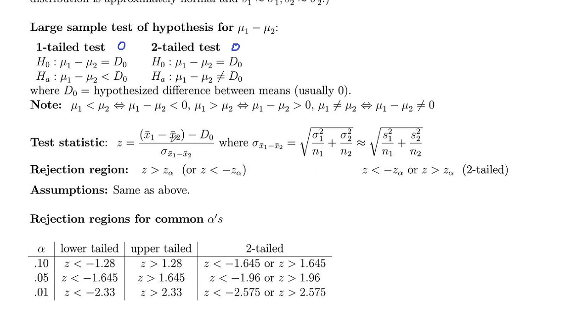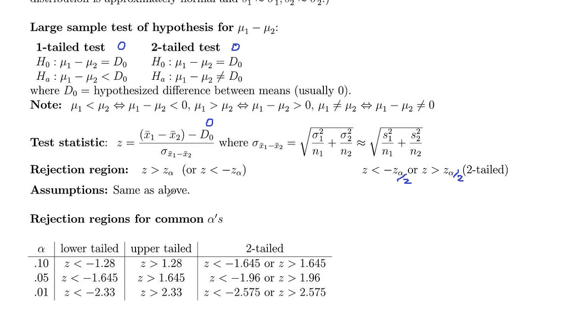And then for our test statistic, you're going to take the difference of the sample means minus the hypothesized difference, again usually 0, and divide by the standard deviation of the sampling distribution. Again, you're going to use one formula or the other depending on whether or not you know the population standard deviation. Your rejection region is going to be z greater than z alpha or less than minus z alpha for one-tailed. For two-tailed, it'll be z less than minus z alpha over 2 or z greater than z alpha over 2.